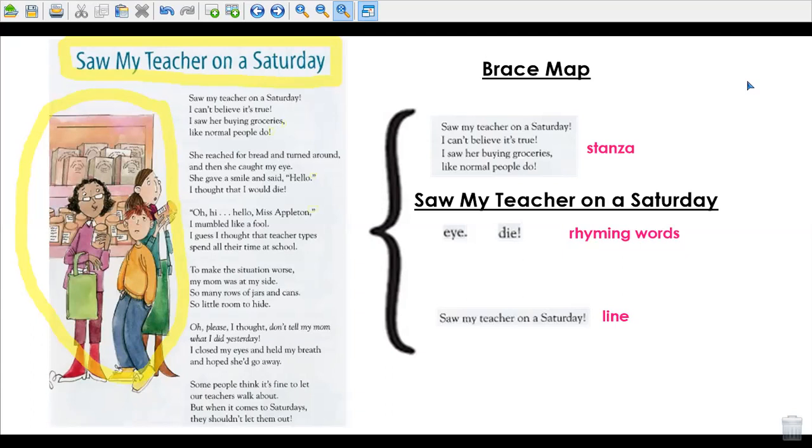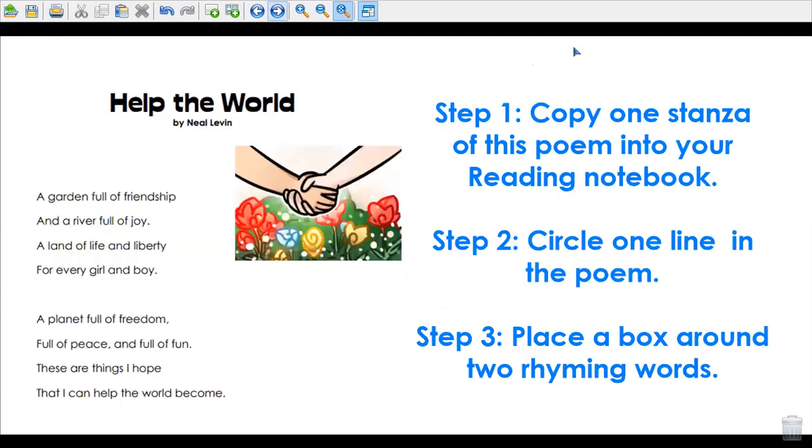So here's where you're going to need your notebook. Grab your notebook now, and we titled it Help the World by Neil Levin. And this poem is super small. I picked a small one for a reason because you're going to have to do some writing. And I know you guys don't like to write a lot, but you're big kids and you're in 3rd grade, and I know you can do it, okay?